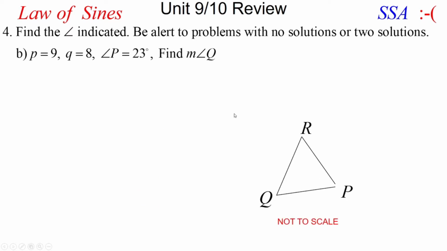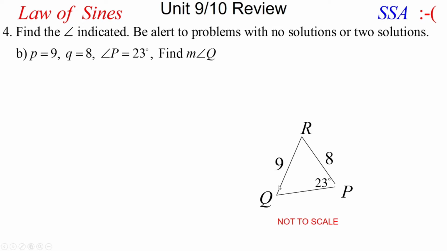All right, now B, they just gave us a little bit different information here. So this time they told us the P is 9, so that would go right here. And the Q this time is an 8, so that's going to go right there. And then they're giving us angle P, 23 degrees. I know that I wrote that as a broken triangle right there, but I also put not to scale. I'm just using the same diagram right here. And this time they want us to find angle Q right here.